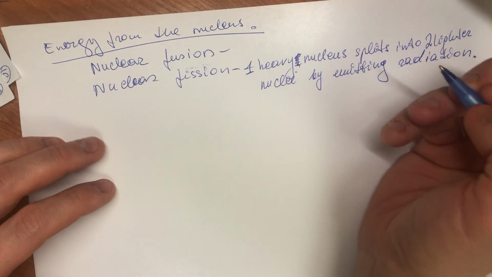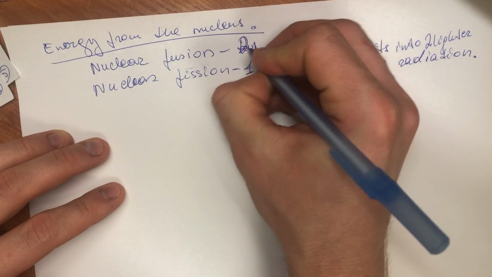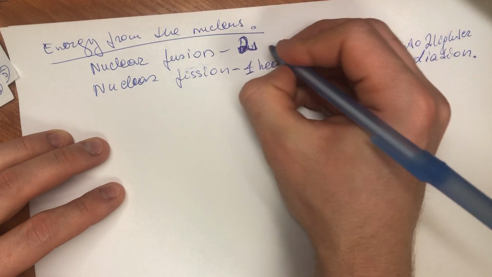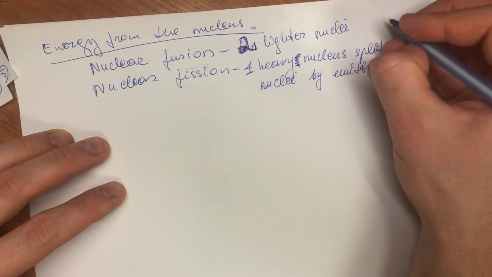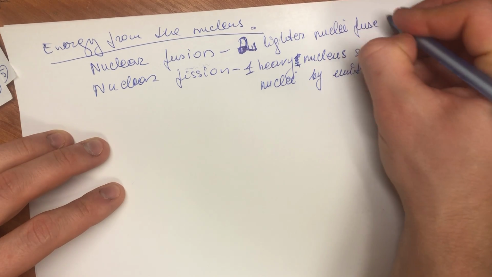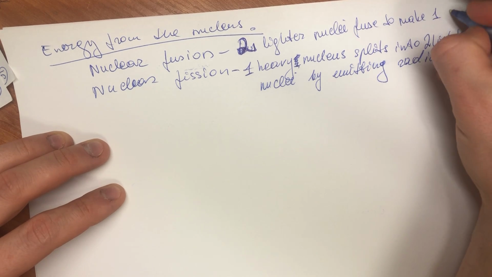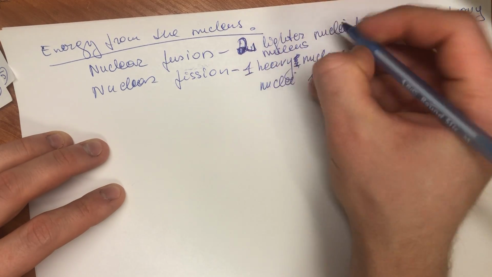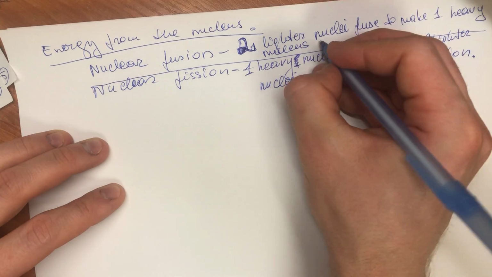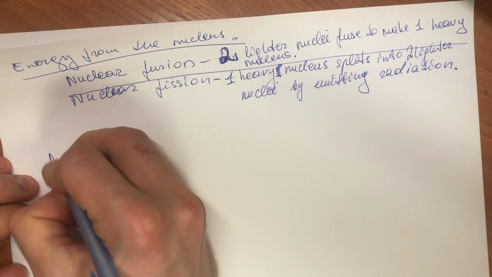And in nuclear fusion, two lighter nuclei fuse to make one heavy nucleus. Let's begin with nuclear fission.